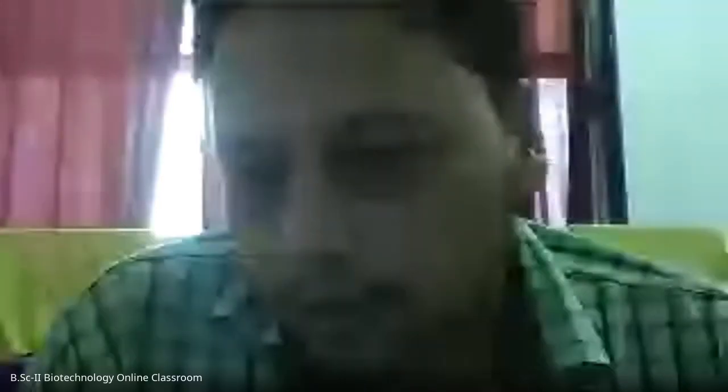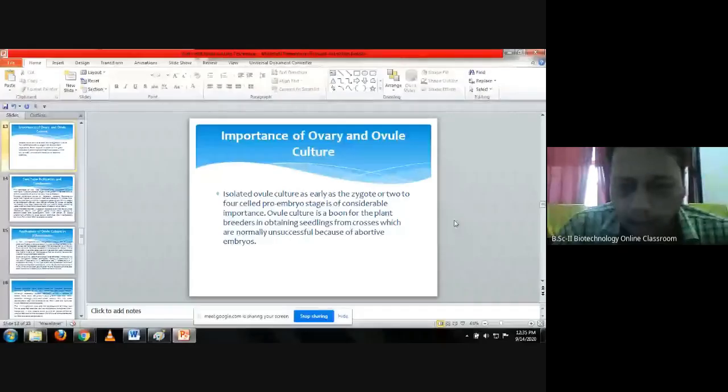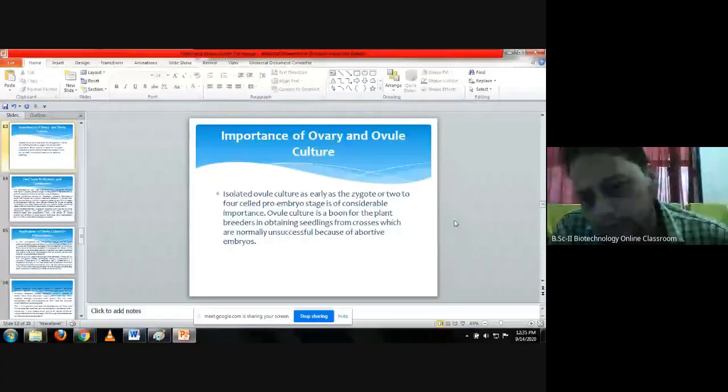Isolated ovule culture as early as the zygote or 2 or 4 cell pro-embryo stage is of considerable importance. Why? Ovule culture is used in obtaining seedlings from crosses which are normally unsuccessful because of abortive embryos. Every time the zygote is formed, it will not produce seeds. It will abort, which means disintegrate. मग abortion थांबवण्यासाठी after fertilization, at the 4 cell pro-embryo stage we will isolate that and we'll culture it on a semi-solid medium.